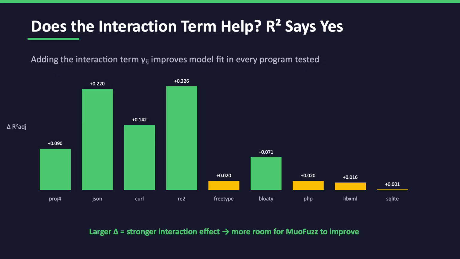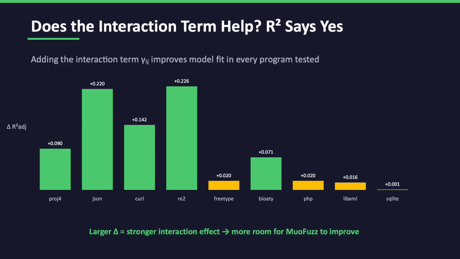As a complementary piece of evidence, the authors compared the goodness of fit of the model with and without the interaction term. The bar chart on the slide shows the improvement in adjusted R squared when you add the interaction term. Look at the bars. For programs like JSON and RE2, the improvement is massive, over 0.2. For proj4 and curl, it's substantial at 0.09 to 0.14. For programs like SQLite and libxml, the improvement is small.